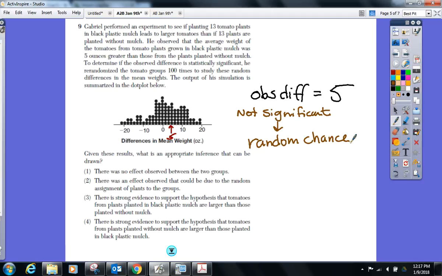So which choice here would be the best choice if the difference is by random chance? Because there is a difference, so one's out. There's a difference of 5. And out of 2, 3, and 4, which one basically says it was due to random chance? Choice 2, random assignment. Yep. These are all treatments right here. 3 and 4 are treatments.